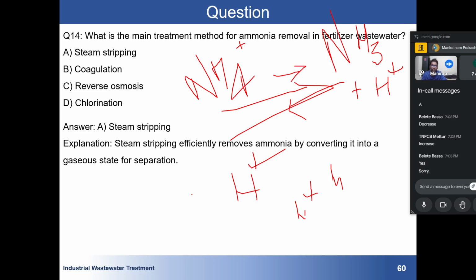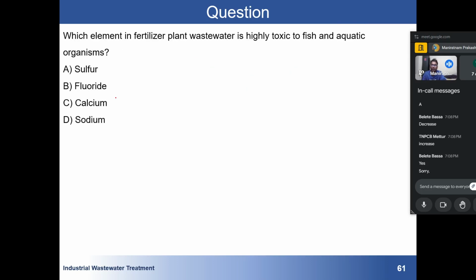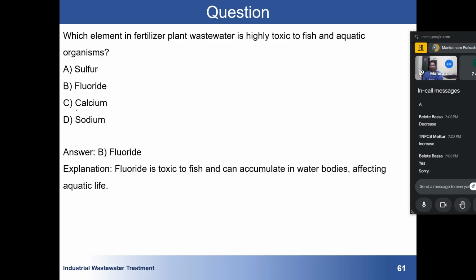Okay, so which element in fertilizer wastewater is highly toxic to fish and aquatic organisms? This is the fourth time this question is coming. Fluoride is toxic to fish and can accumulate in water bodies, affecting aquatic life.